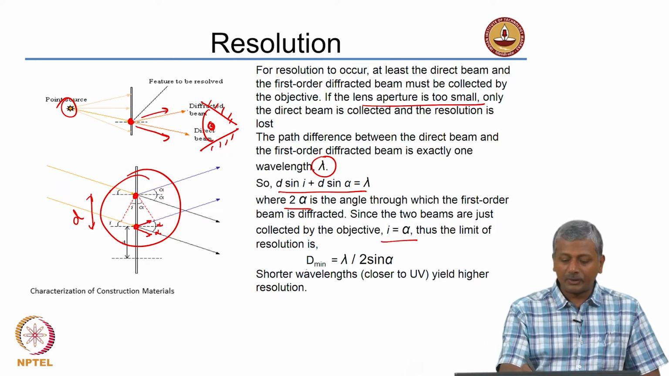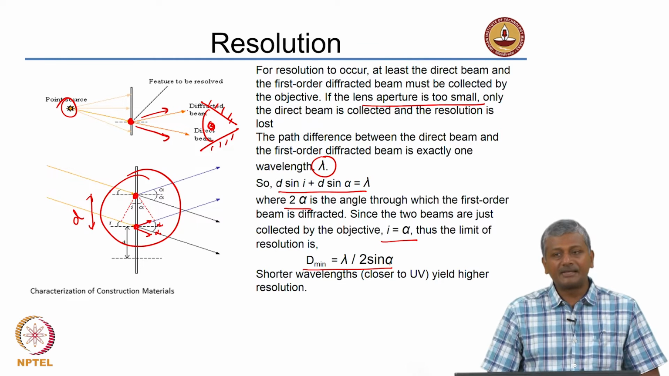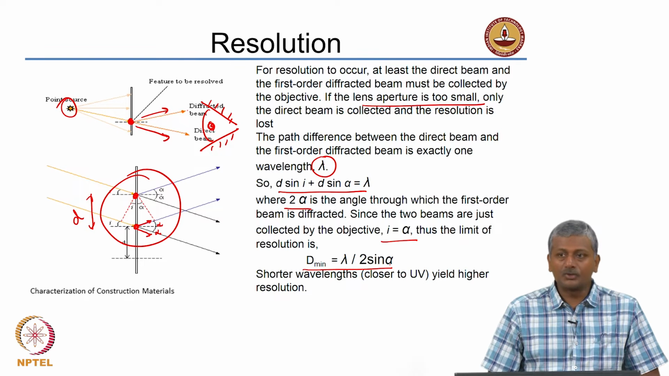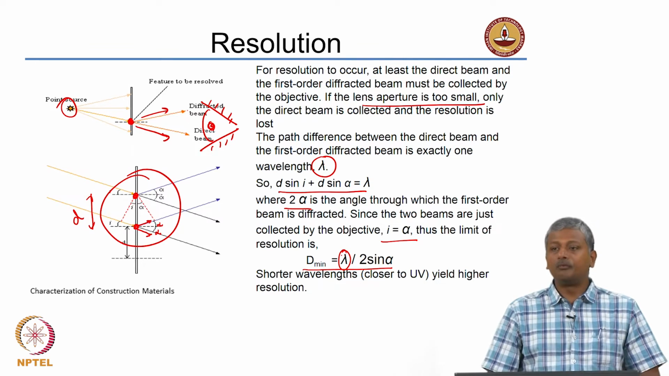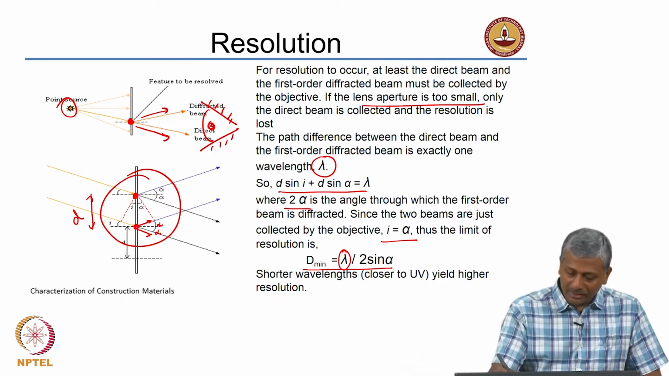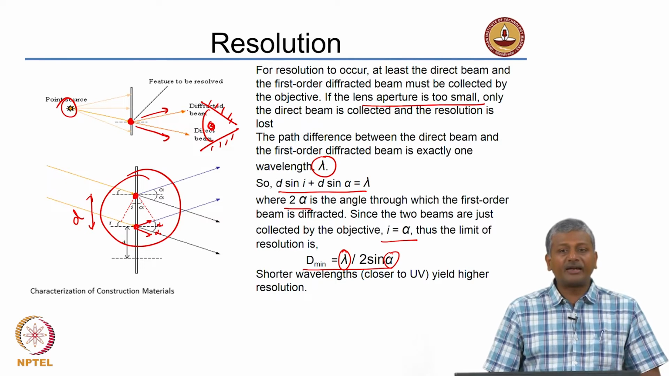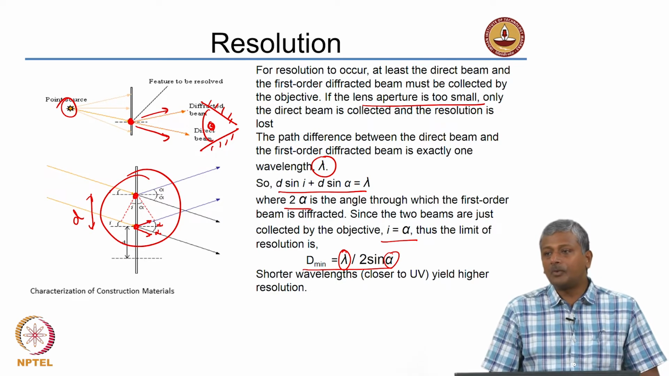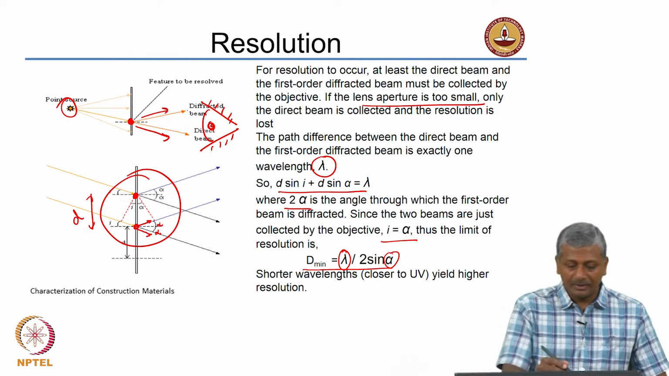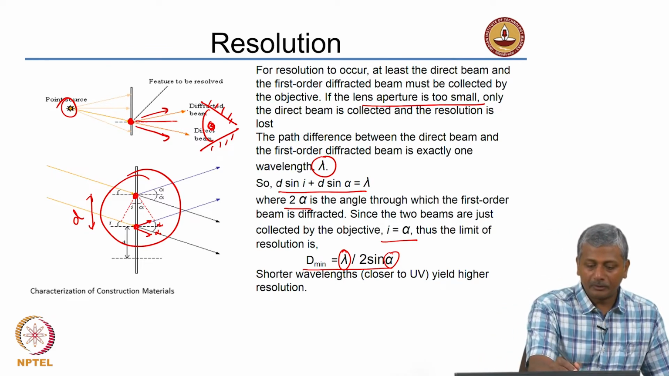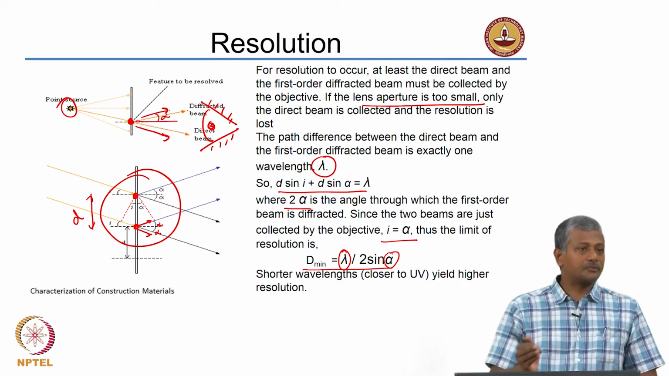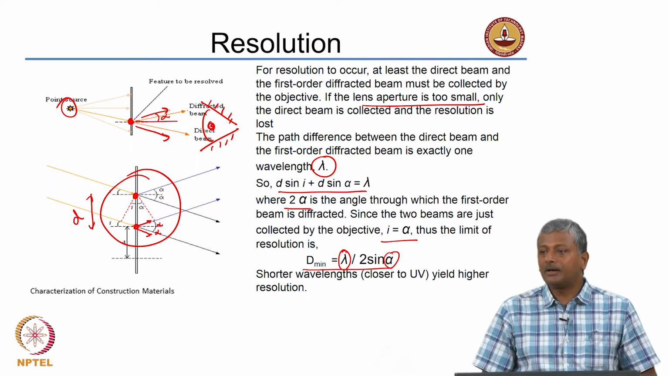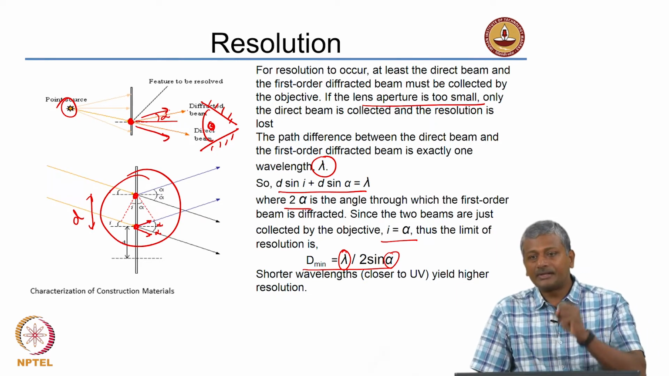Since i is equal to alpha, you get the resolution d minimum as lambda divided by 2 times sin alpha. So your resolution is dependent directly on wavelength and inversely on the half angle subtended by the beam on the lens. Alpha is the half angle, right. So if your lens is here, alpha is nothing but the half angle, right. So alpha and lambda are the 2 parameters that will govern the resolution.